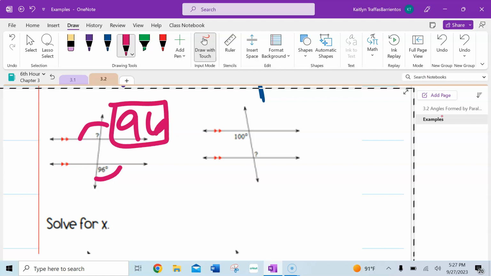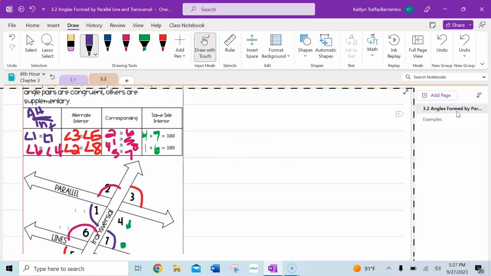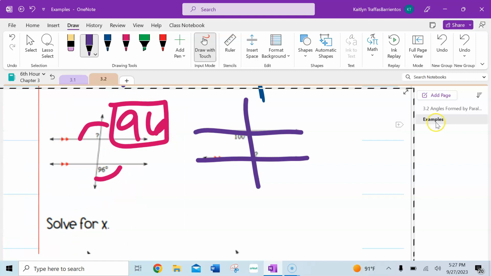All right, and then this final one here, if we look at our transversal and our parallel lines, these angles are also alternate angles. Notice you're hopping across that transversal, but this time these angles are on the interior of those parallel lines. So we have alternate interior angles, which are also congruent. So if this angle is 100, this angle is also 100.